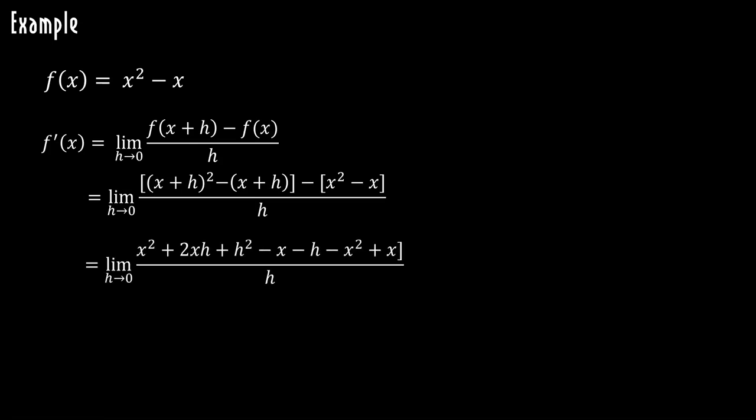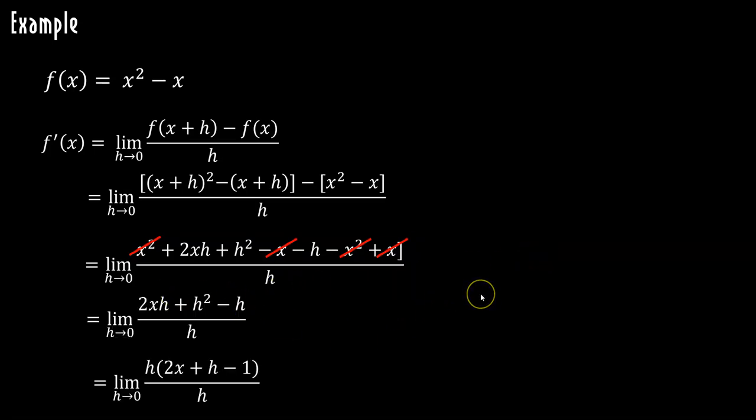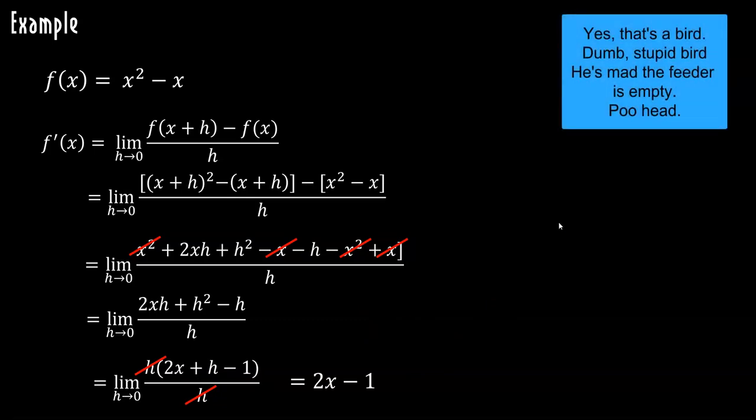So multiply the top out. Oops, I left a bracket, sorry. Multiply the top out. We notice that the x squareds will subtract off and the x's will subtract off. If the terms that don't have h's don't subtract off, you did something wrong, so go back and double check. With what's left over, each term has an h, which I can factor out, and then cancel. I can put 0 in for the leftovers, and I'll get 2x minus 1.